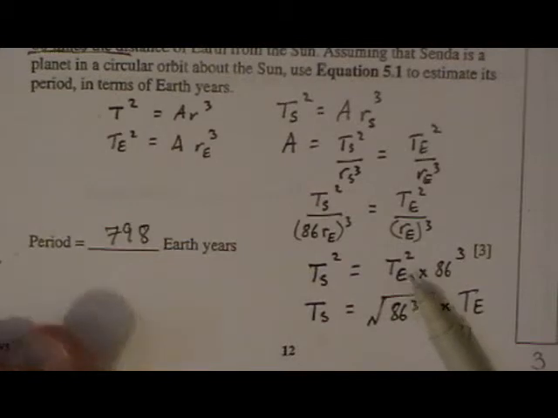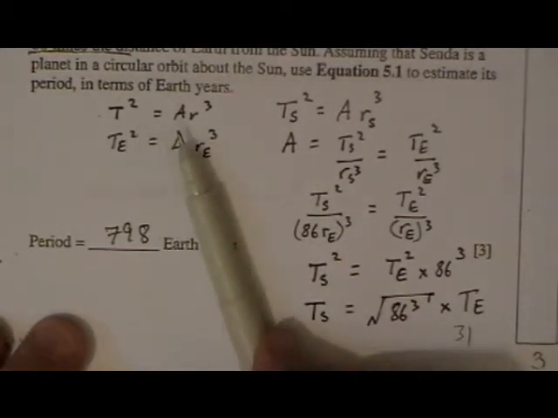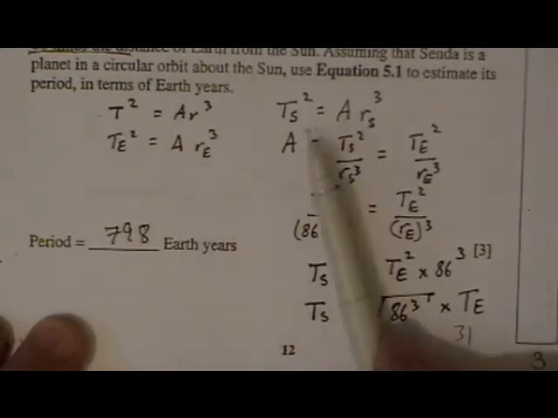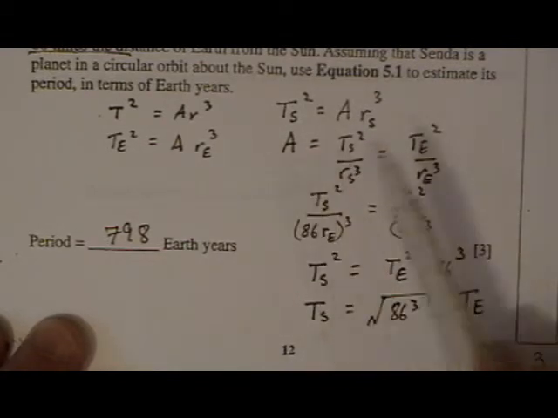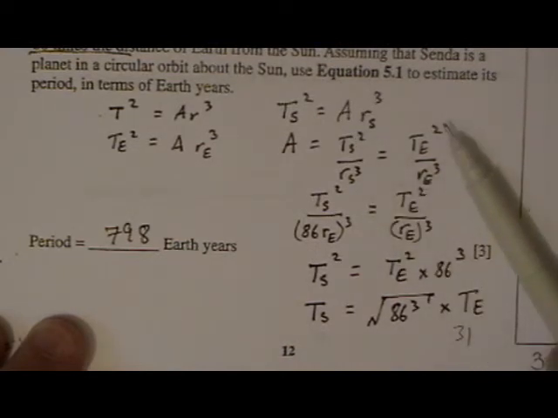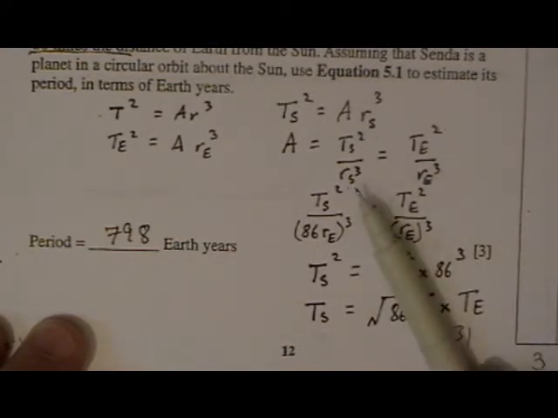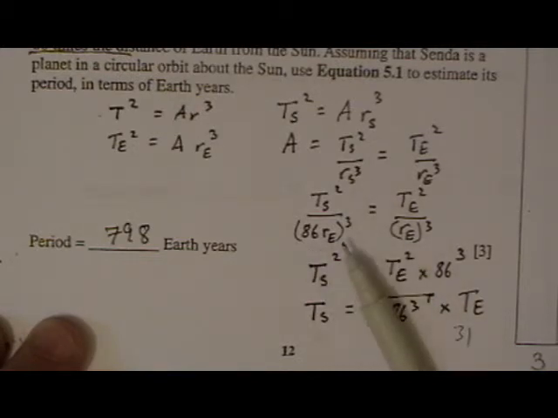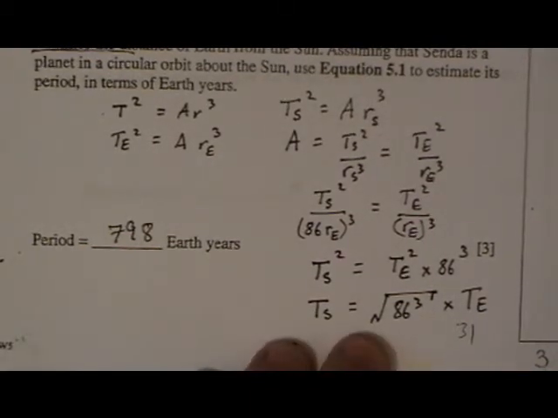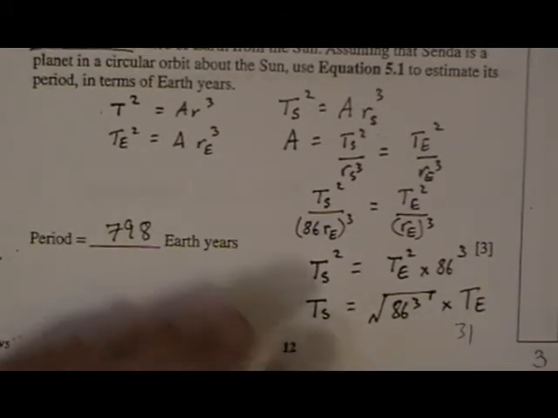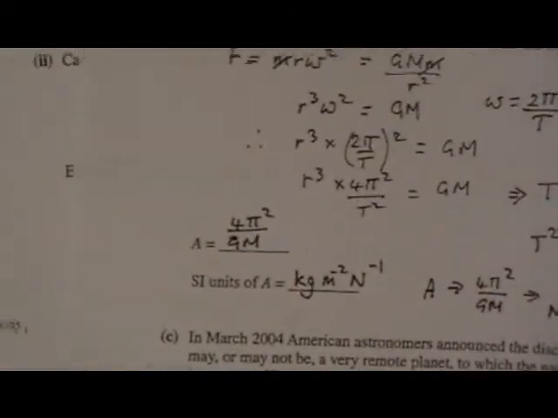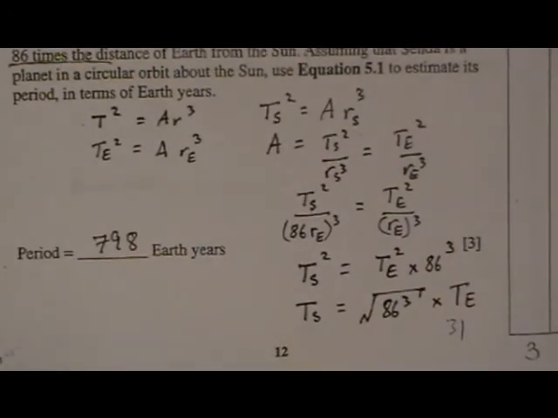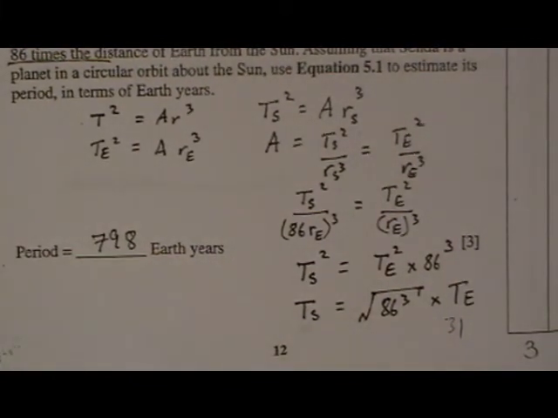Just to go through that again, we're using t squared equals a times r cubed. We do it for the Earth, we do it for Zenda, and then I'm equating both of those, working out what a is for both of them. So it's t Zenda squared over r Zenda cubed, equal to t Earth squared over r Earth cubed, and we know for Zenda that the radius is 86 times the radius of the Earth. The radius of the Earth then cancels, and we're left with a calculation which is the square root of 86 cubed times the period of orbit for the Earth. And that is the end of that question.